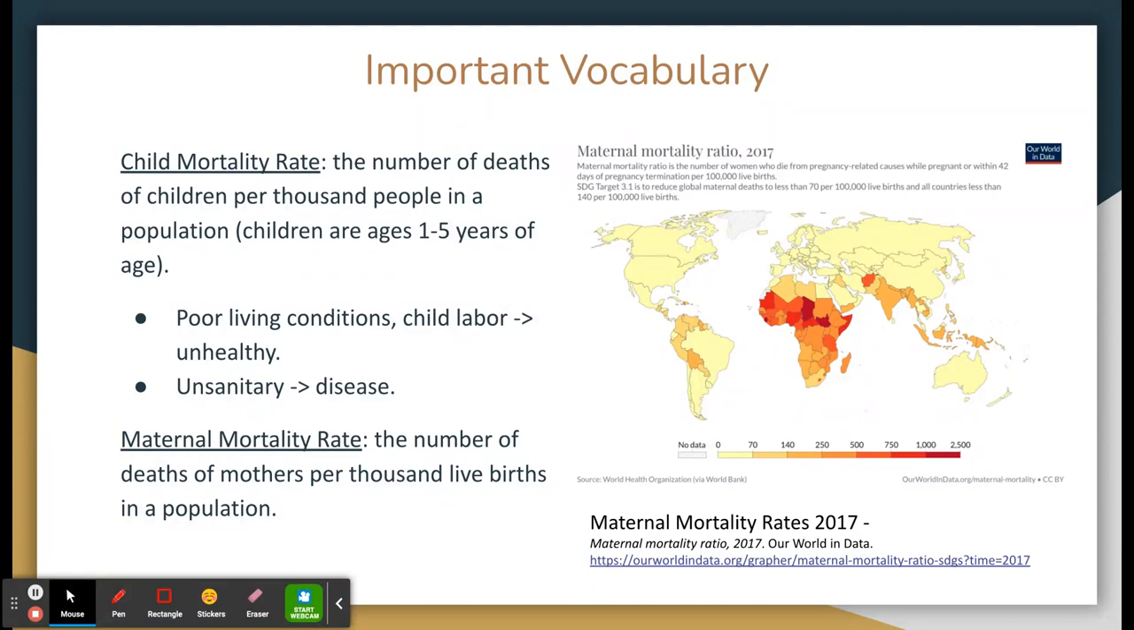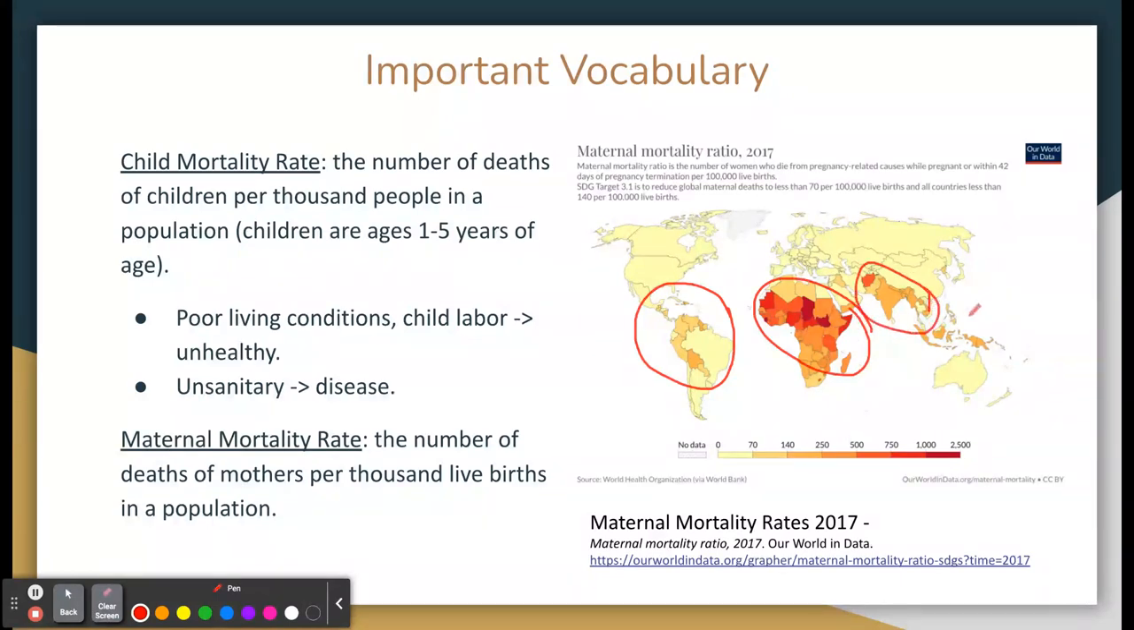The maternal mortality rate is the number of deaths of mothers per 1,000 live births in a population. As displayed on the map to the right of the screen, the maternal mortality ratio is much higher in less developed countries, which are clustered in some areas of Latin America, Sub-Saharan Africa, Southwest Asia, and South Asia. Areas with lower maternal mortality rates are in more developed areas.